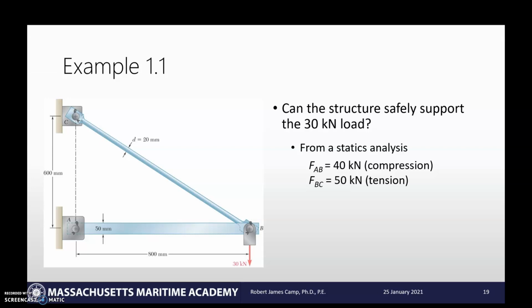Let's take a look at this structure that we had looked at in our statics review. Now, we've already found the loads, and we did our static analysis, so we know that in AB, we have 40 kilonewtons of internal compressive force, and in BC, we have 50 kilonewtons of tensile force. So, can this structure safely support that 30 kilonewton load?